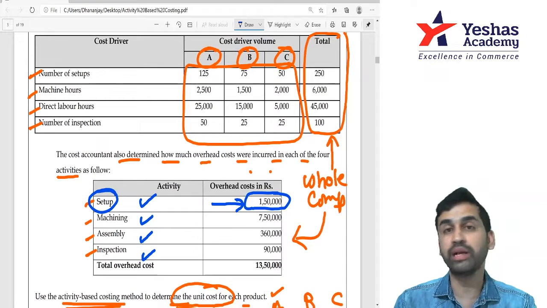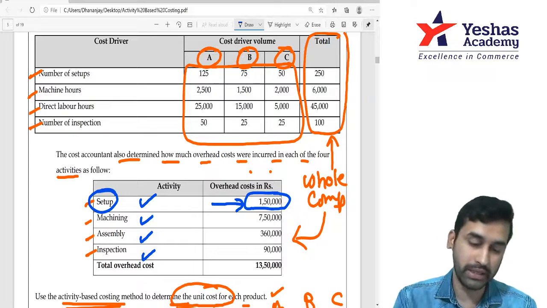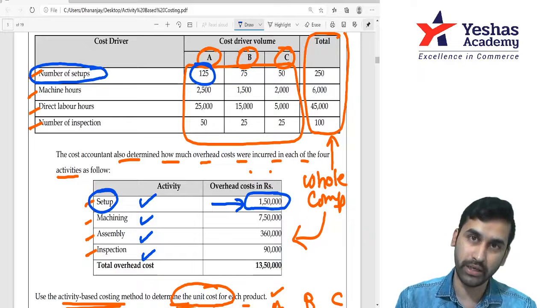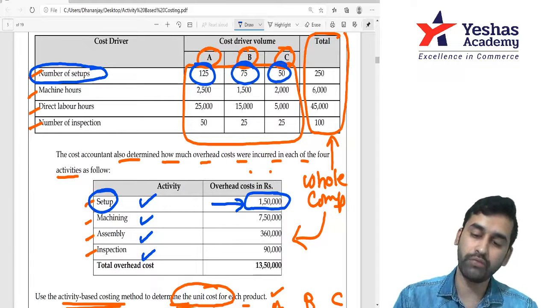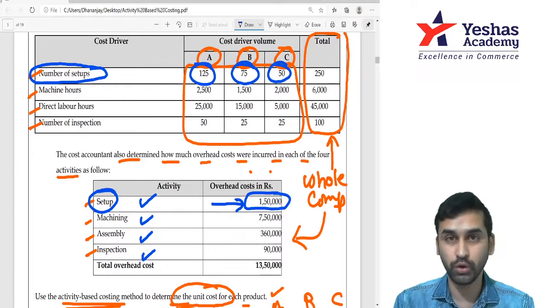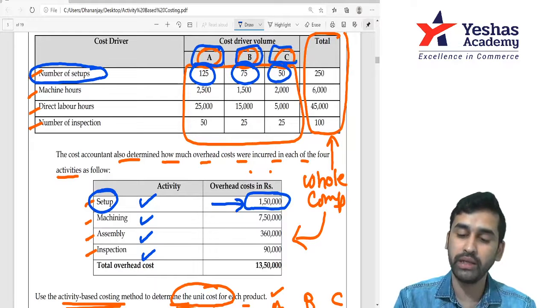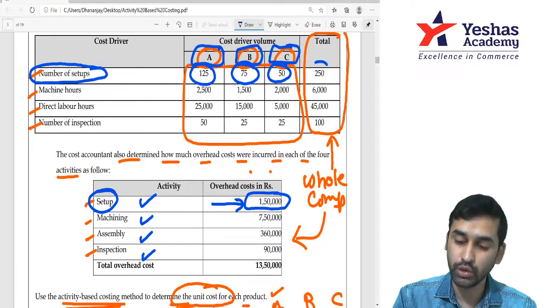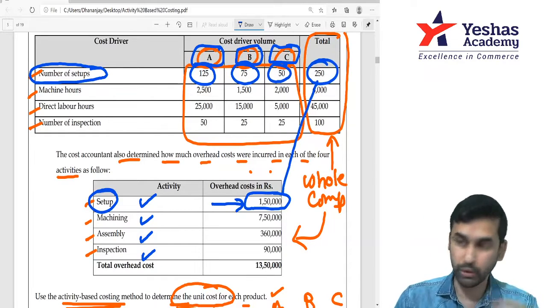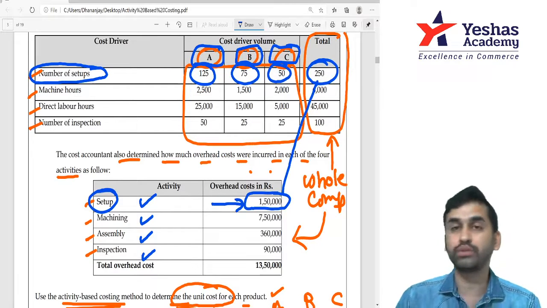1,50,000 rupee. Okay, numerator you got. Denominator should be number of setups. Do you have number of setups? Yes sir, here we have number of setups. Are you going to take 125 as the denominator or 75 or 50? Keep in mind this 1,50,000 is for the company as a whole, and these numbers are for individual products A, B and C. That means you should not take these numbers, you should take the total number 250. That is I am doing in calculator 1,50,000 divided by 250, that comes to 600 rupee.